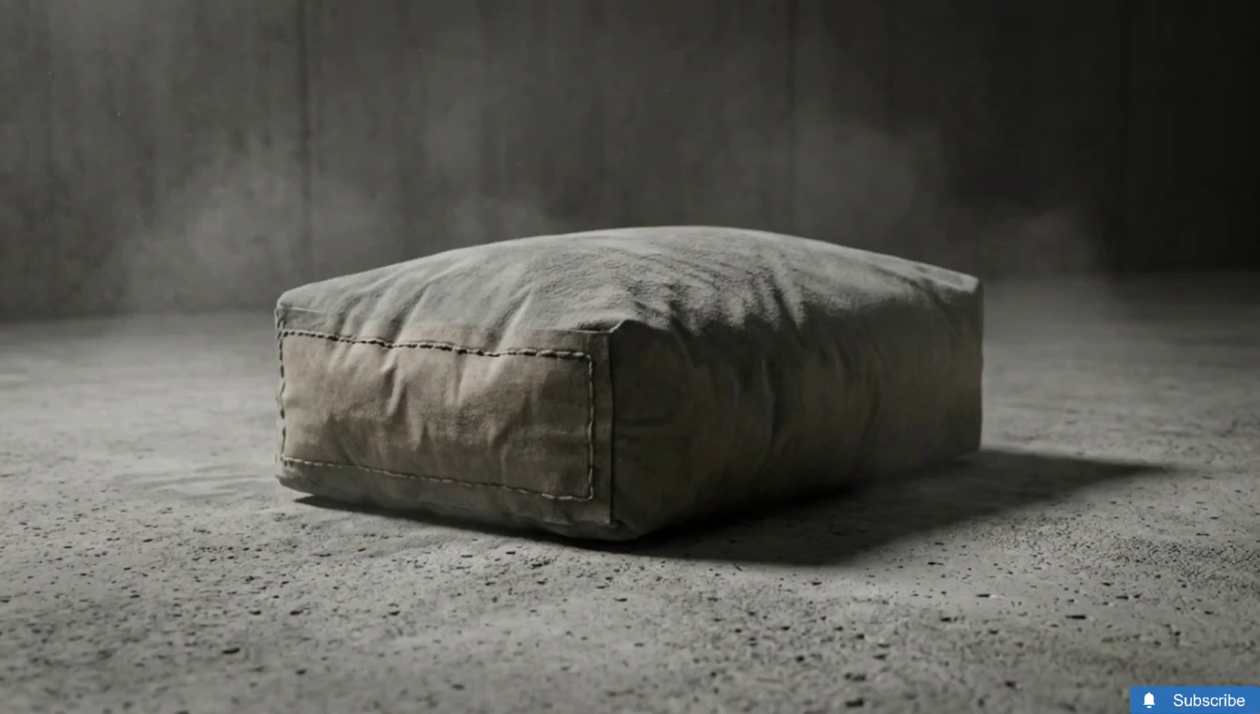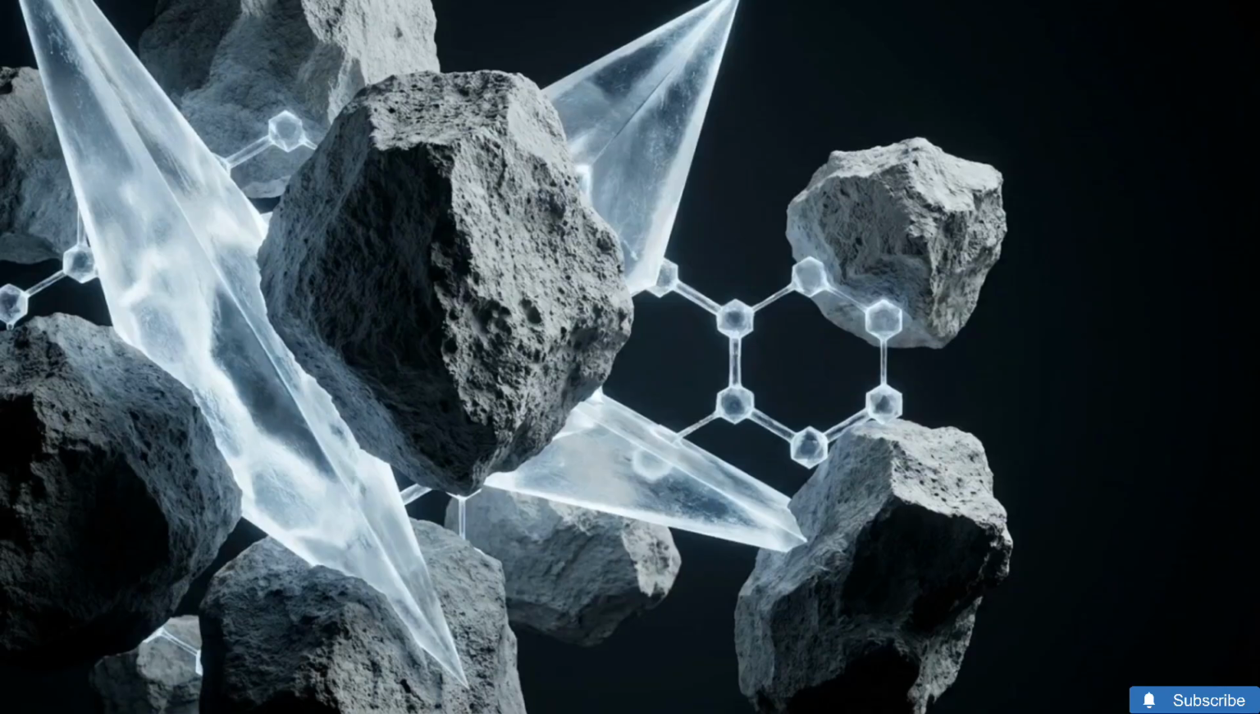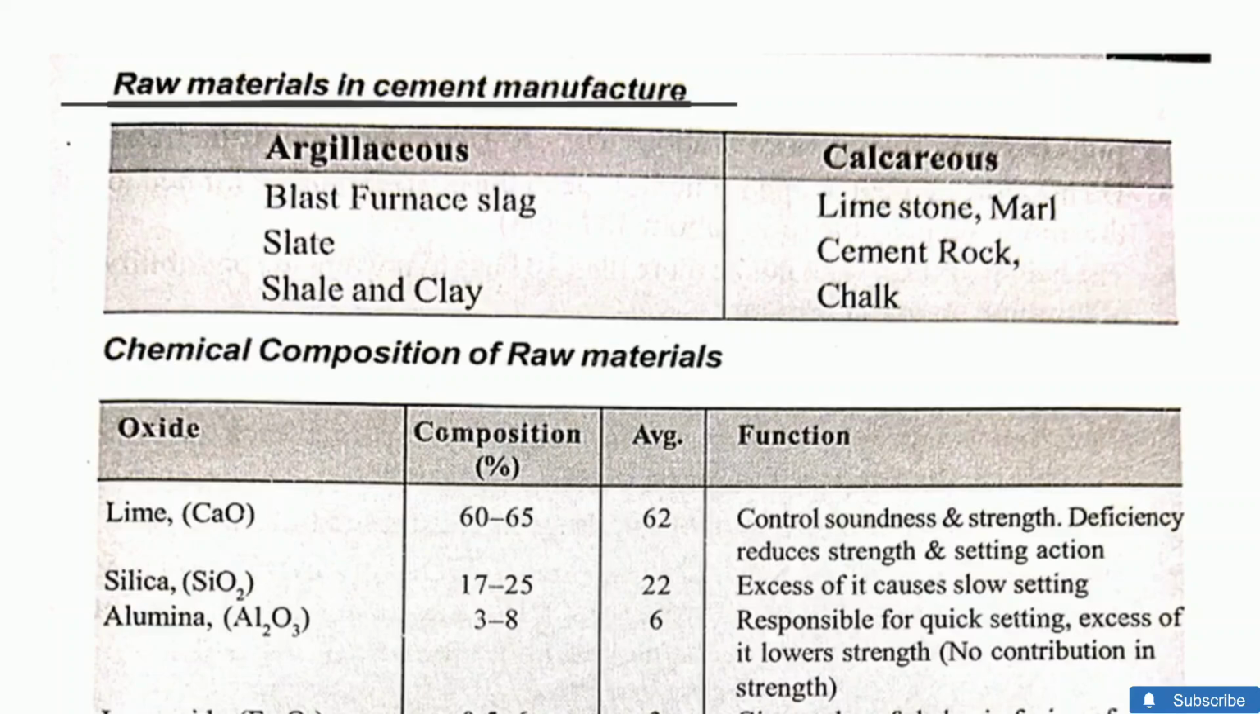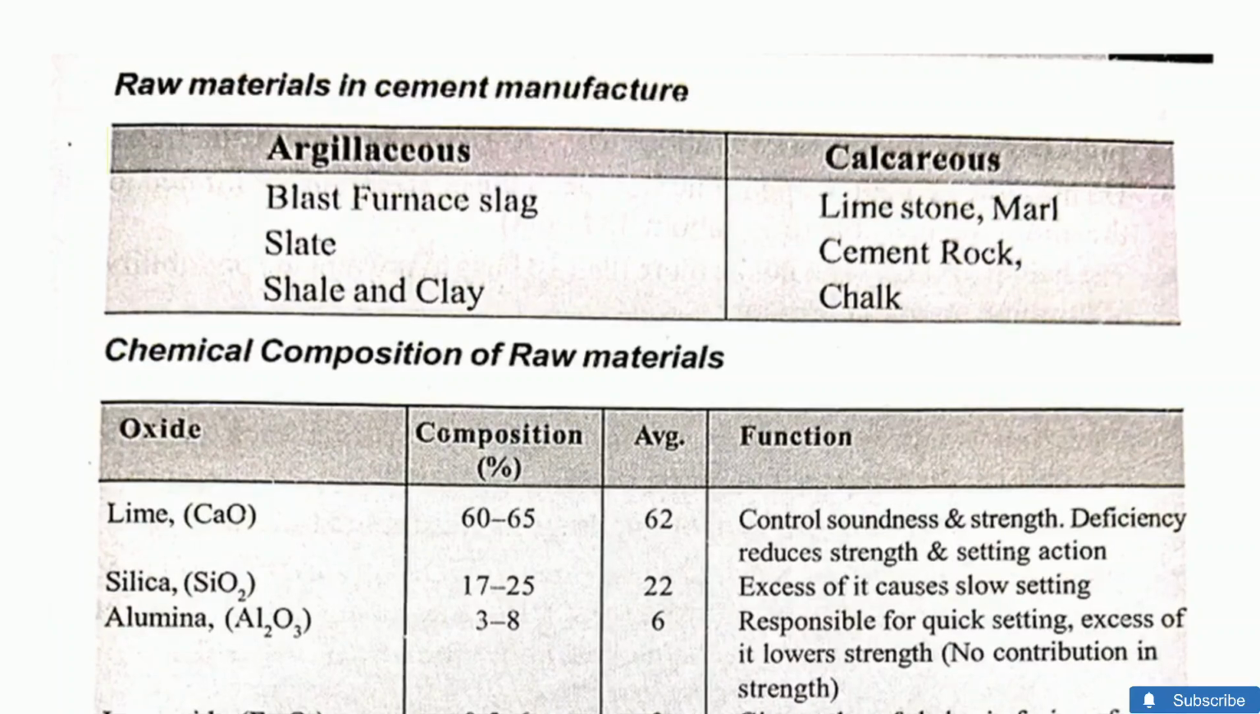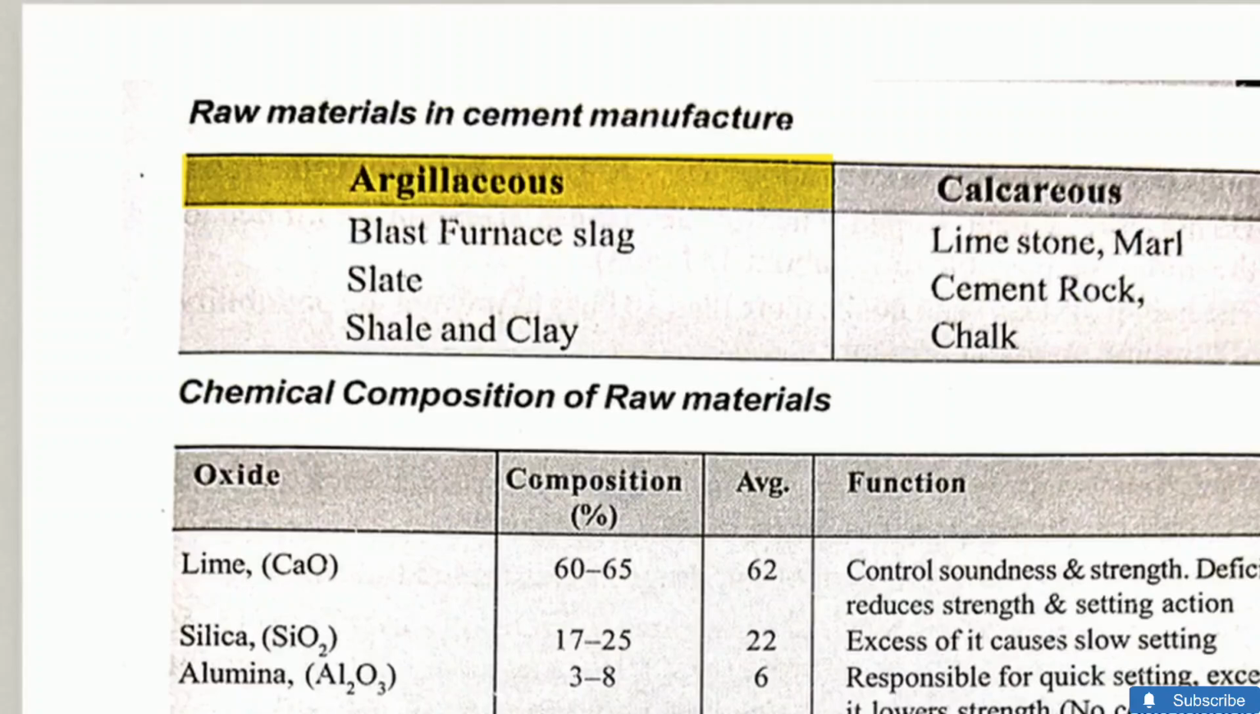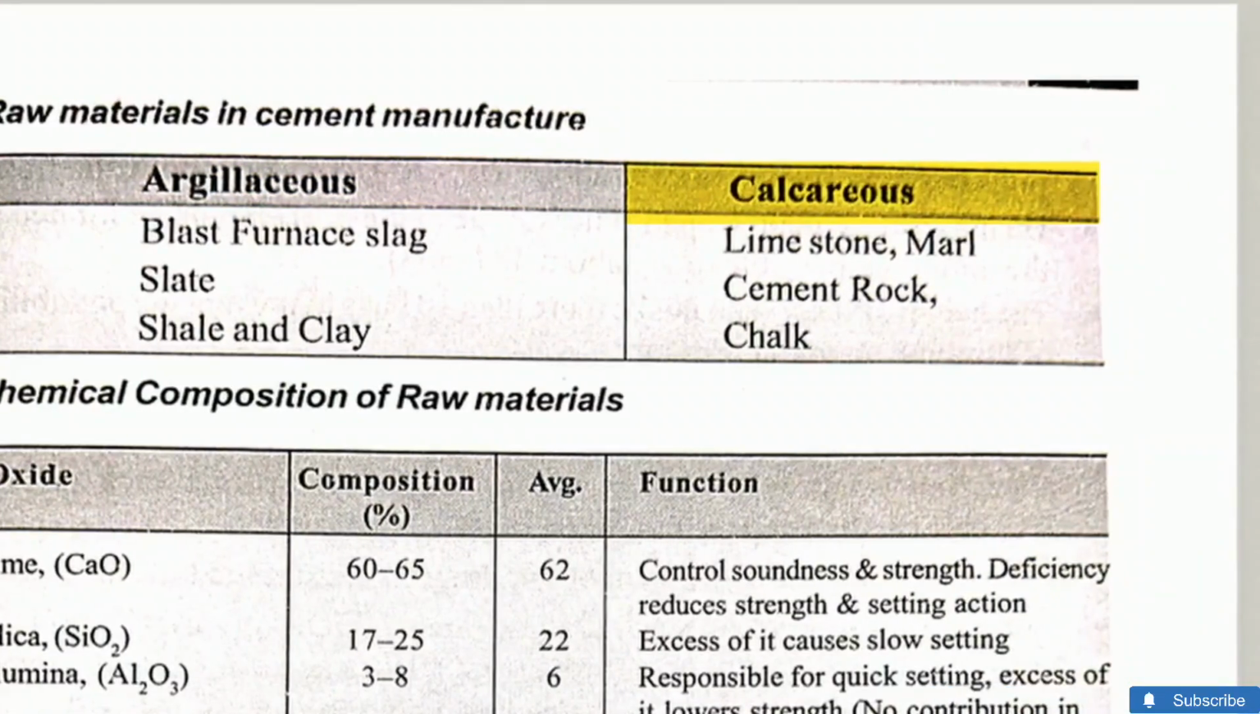Establishing the physical volume of the bag is only half the equation. To understand how the binder actually works, we have to examine its microscopic chemical recipe. This table outlines the two mandatory categories of raw materials in cement manufacture. First, argillaceous materials provide silicates and aluminates, sourced from slag, slate, shale, and clay. Second, calcareous materials provide calcium, sourced from limestone, marl, and chalk.